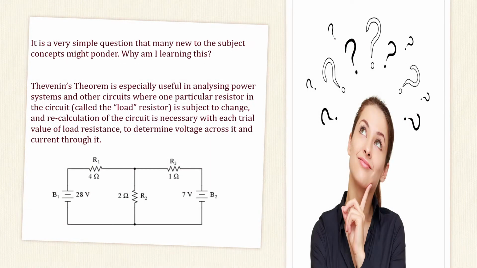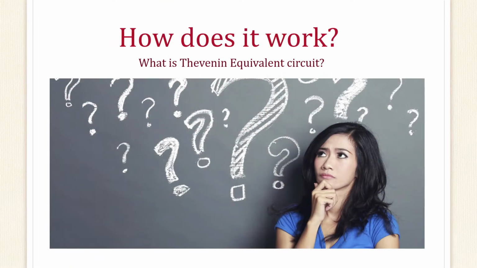It is a very simple question that many new to the subject or concepts might ponder. Why am I learning this? Thevenin's theorem is especially useful in analyzing power systems and other circuits where one particular resistor in the circuit, called the load resistor, is subject to change. And recalculations of the circuit is necessary with each trial value of load resistance to determine voltages across it and current through it. How does it work?